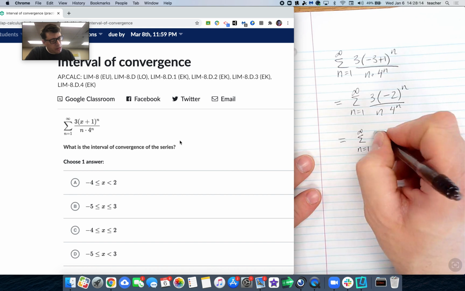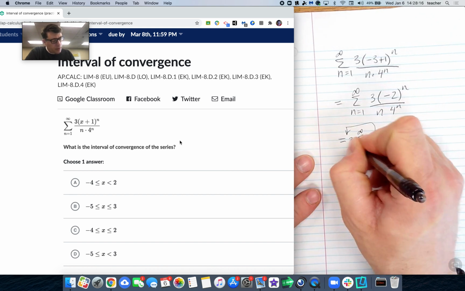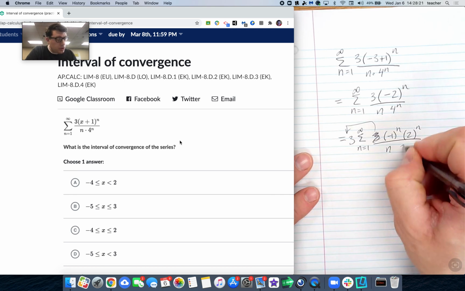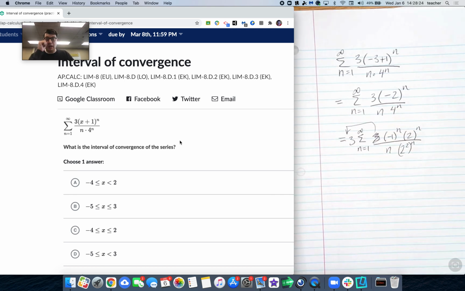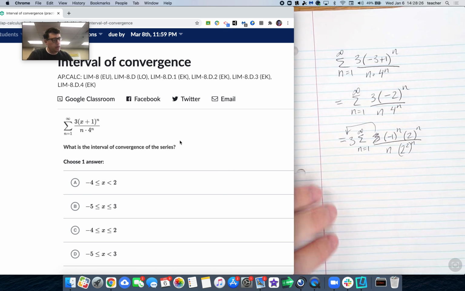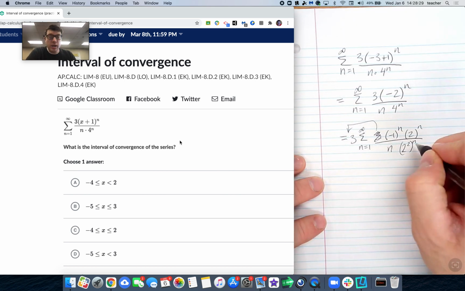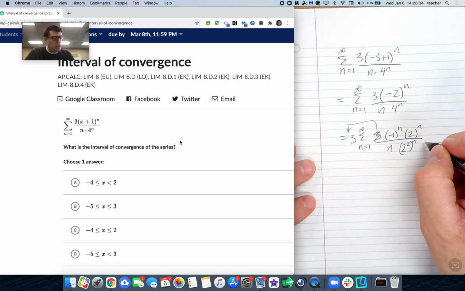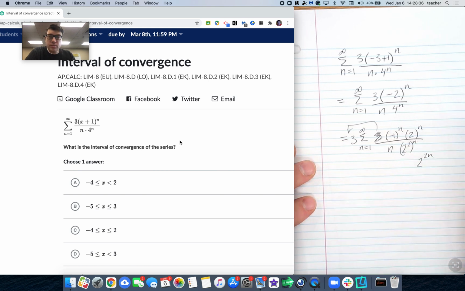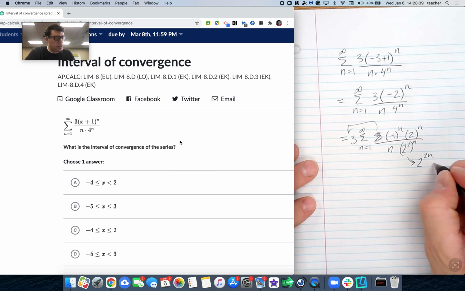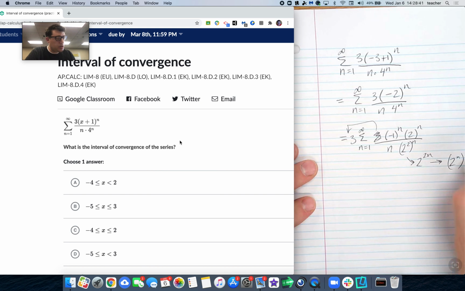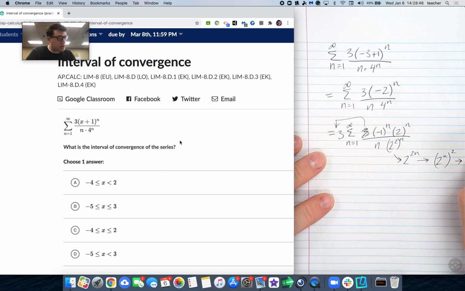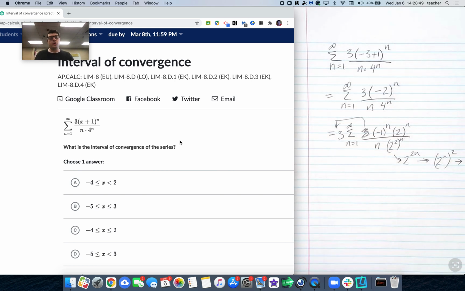Oh, the 3 can travel out to the front. Times n, now ready for it? 4 to the n. That's 2 squared to the n, right? 4 is 2 squared. But then 2 to the 2n, you just multiply, right? You just multiply. So I can write this as 2 to the 2n, which means I can write this as (2 to the n) squared. Ooh, check it, big brain move. Which I can write as 2 to the n times 2 to the n, just because of all the 2's that are getting thrown around.